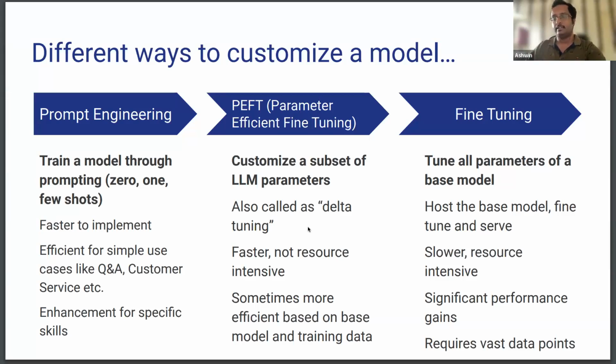So it's slower, it takes time to fine-tune the model, but the output is also similarly good. So you have significant performance gains. To do this fine tuning, it's not only that you tune all the parameters, it also requires vast data points on which you will be able to fine tune. So in my opinion, these are the three broad categories in terms of increasing complexity. So look at how you can customize a foundation model.